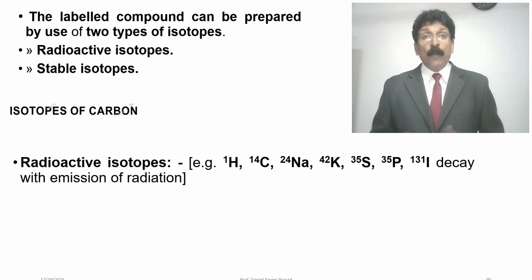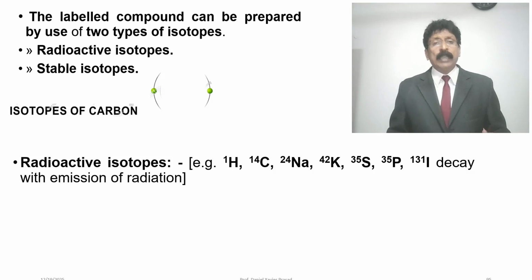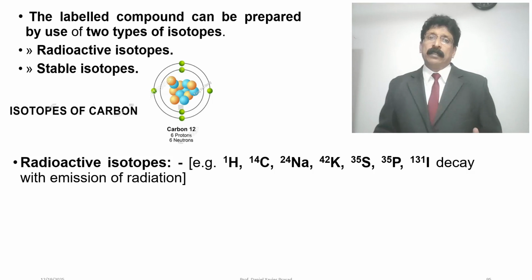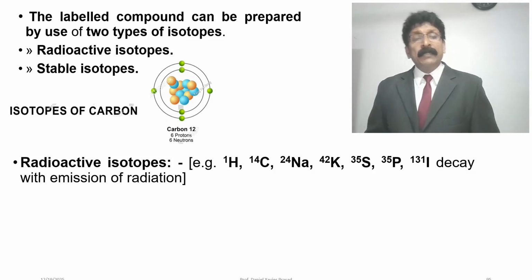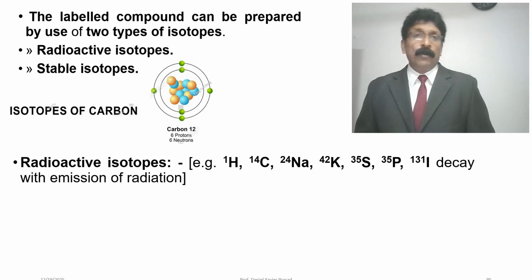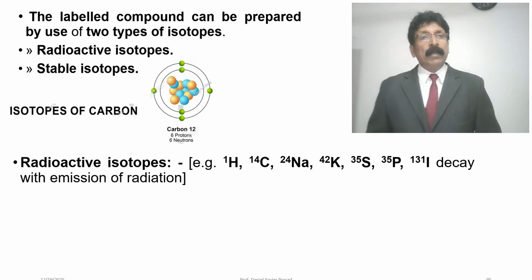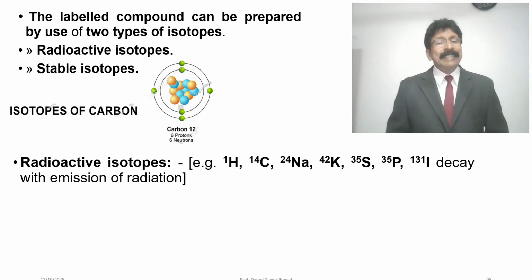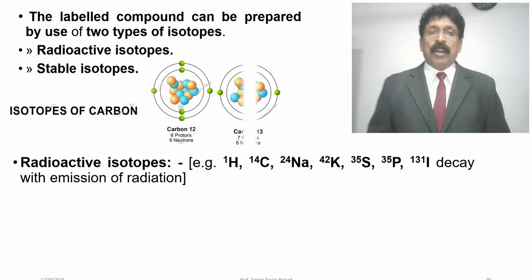Now we are going to talk about the isotopes. What are isotopes? We should know that. You see, the normal carbon atom 12 has atomic number 6, which shows 6 protons and 6 neutrons.